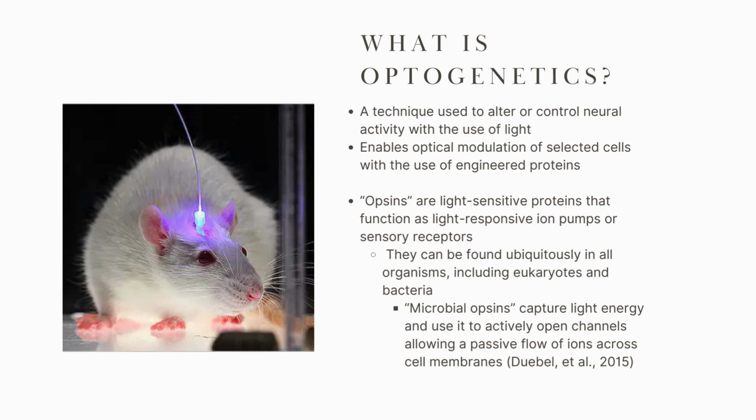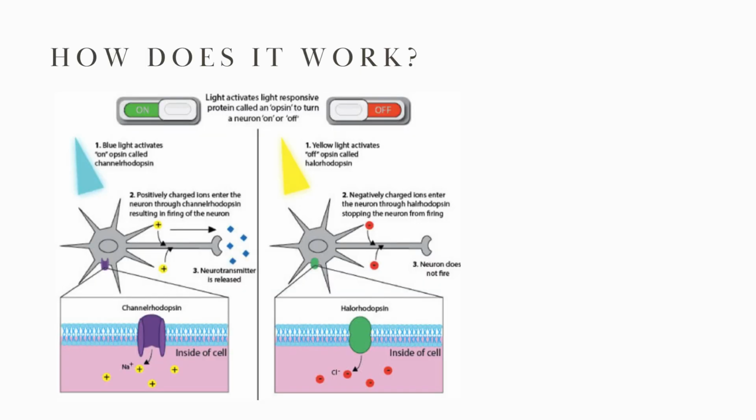It's important to note that opsins are light sensitive proteins that function as ion pumps or sensory receptors, and that they can be found in basically all organisms. Microbial opsins capture light energy and they use it to actively open channels, which then allows for ions to flow across cell membranes. So, how exactly does this work?